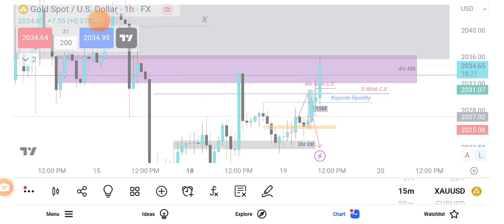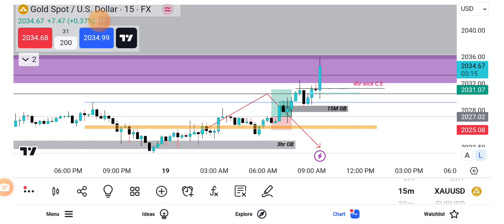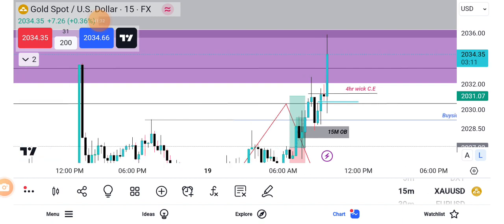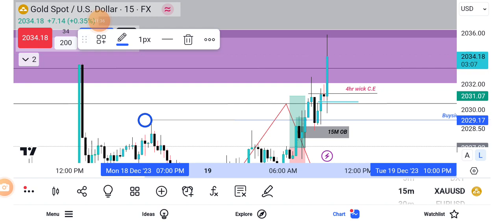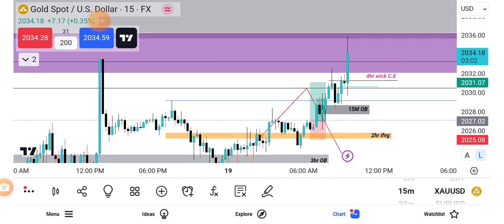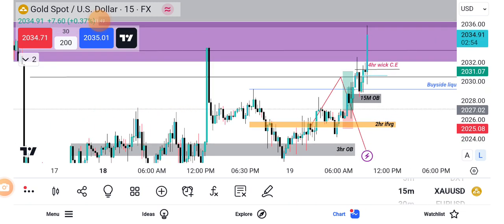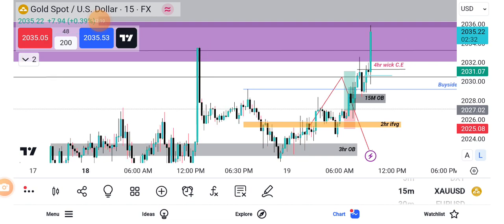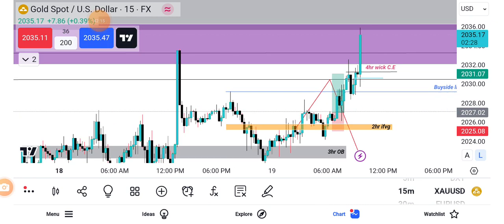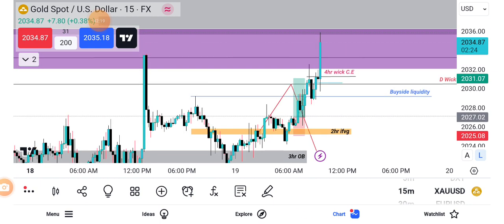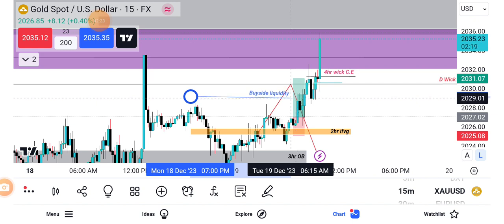So for those who are in a hurry to enter inside these, I have so many lines here. First of all, this buy side liquidity, I'll be doing a review video in the evening, so I don't want to delete anything. My charts are dirty but everything there is helpful to me.